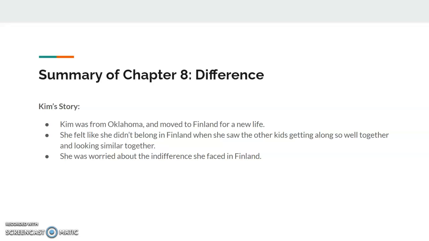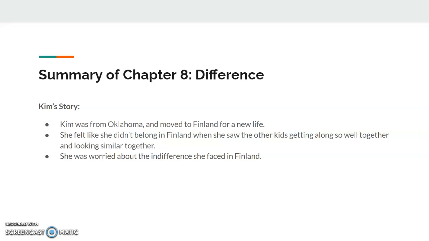This chapter starts off by talking about Kim, who's from Oklahoma, and her experiences living abroad in Finland. She thought that living away from her split family and finding a new place would help her get a new life and get away from the person she was back at home. However, after seeing all the children so close-knit and looking similar to one another, she felt very left out. She felt indifferent, basically feeling the same way she felt when she was back at home.